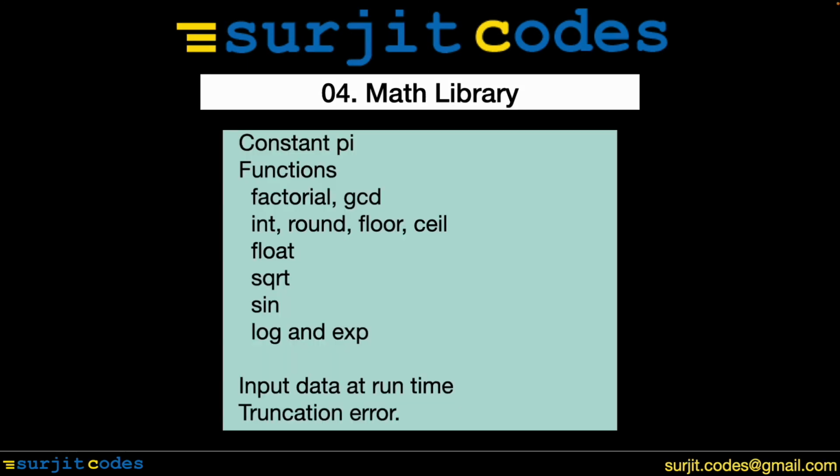In this session, we will discuss constant pi defined in Math Library and some functions including factorial, greatest common divisor, integer, round, floor, and ceil that are also present in it. We will also discuss float, square root, sine, log, and exp functions. Further, we will learn about runtime input of data and truncation error.